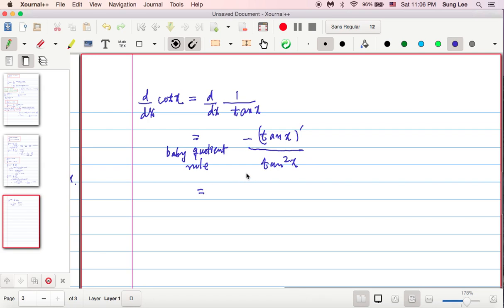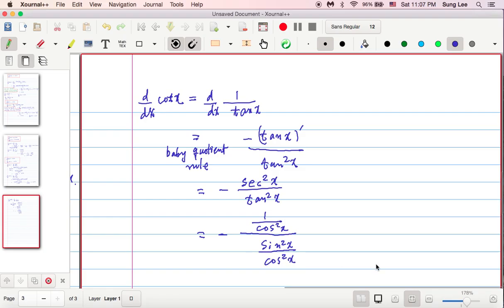So the derivative is a negative, right? Tangent x prime is secant squared x over tangent squared x. Now, secant is 1 over cosine. So that's 1 over cosine squared x. And also tangent is sine over cosine. So that's sine squared x over cosine squared x.